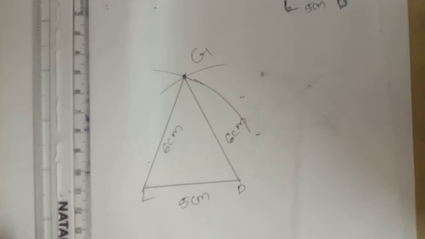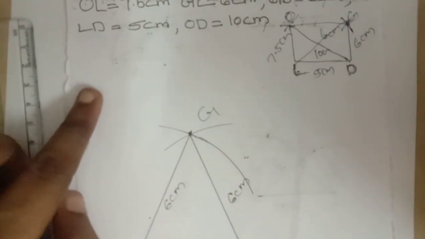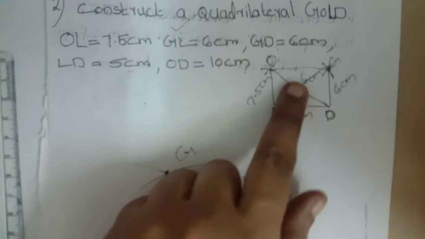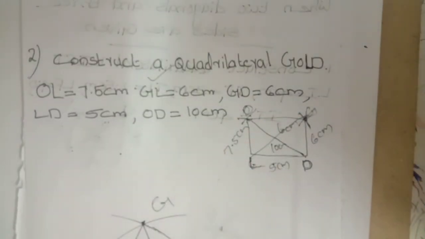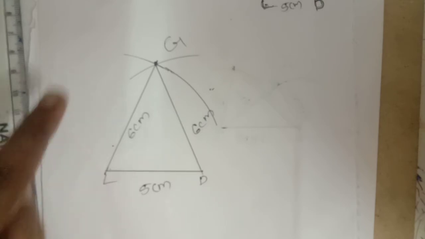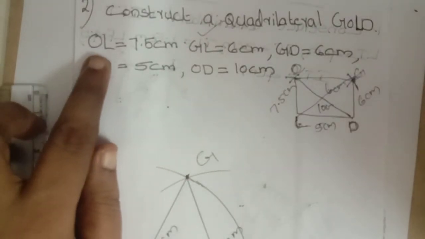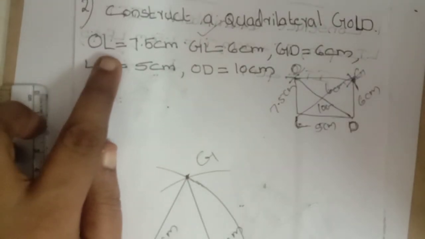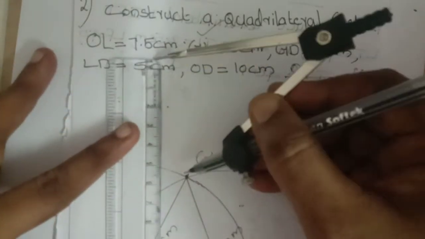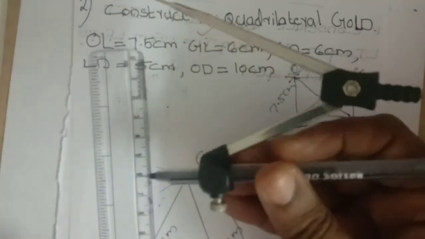For the second triangle, how to construct it? Which point is remaining? L, D, G, and the O point is needed. Why? Because our quadrilateral name is GOLD. L is there, D is there, G is there. For the O point, the baseline alphabet is L, the first alphabet. So is the L and O measurement there or not? Yes, in the question the O and L measurement is 7.5. So using the scale, take 0 to 7.5 measurement.